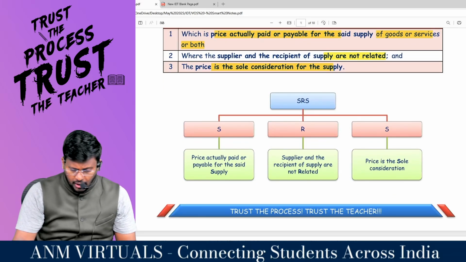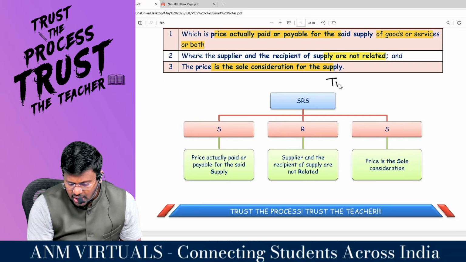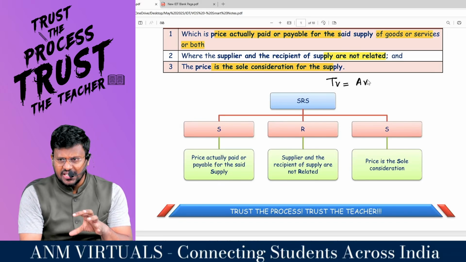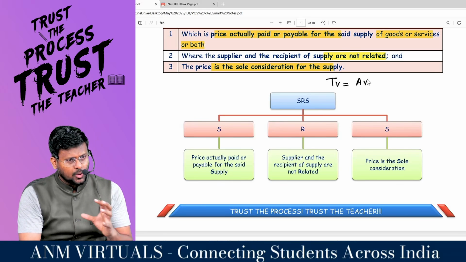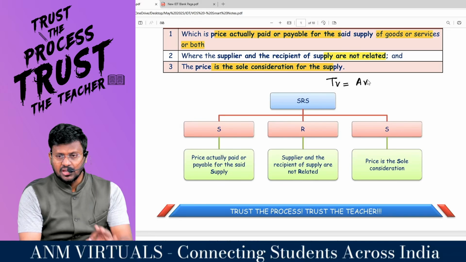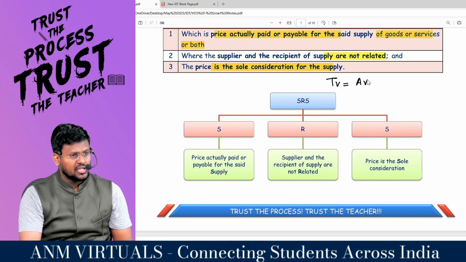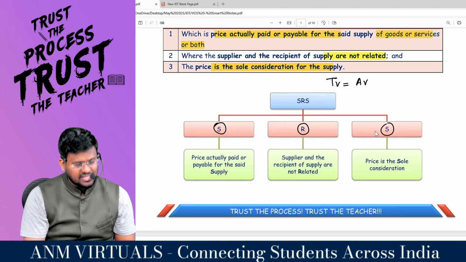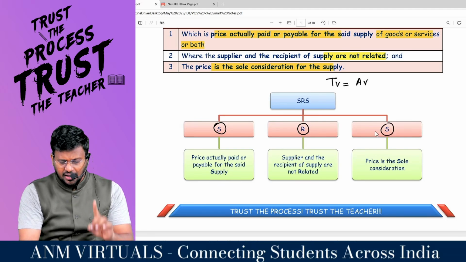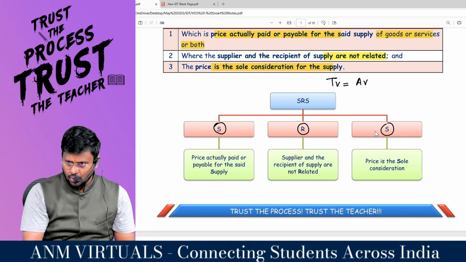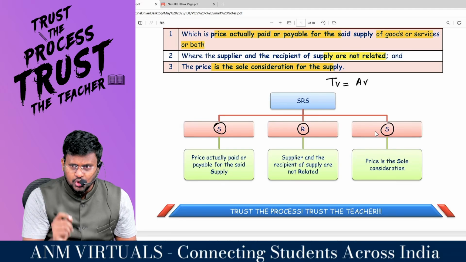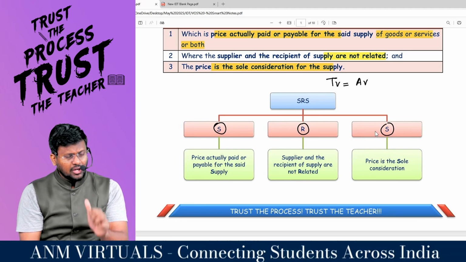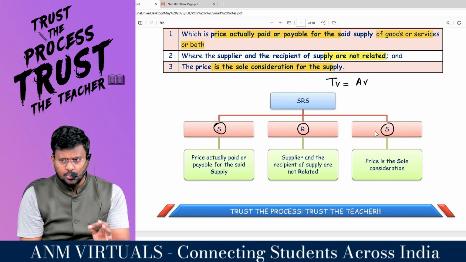So, in order to be the transaction value, it should be the assessable value. Assessable value means the value on which you are going to pay the GST. Three conditions should be satisfied. The conditions are yes or yes. Yes stands for: there should be supply of goods or services or both. First of all, the activity or transaction should be a supply.